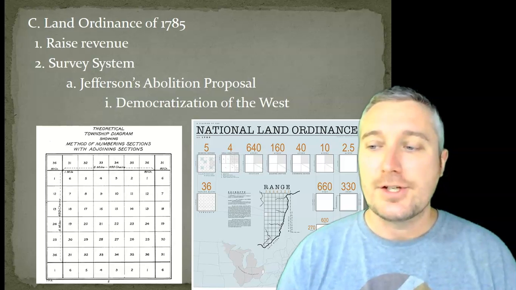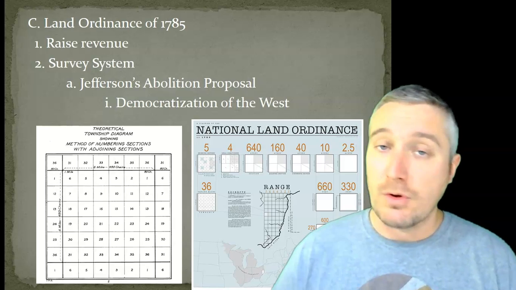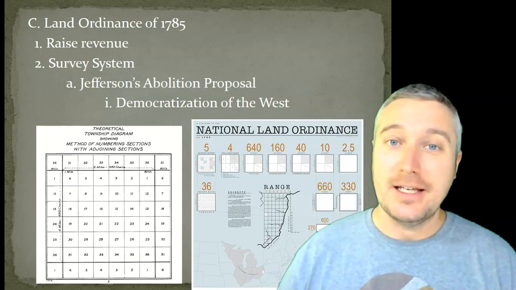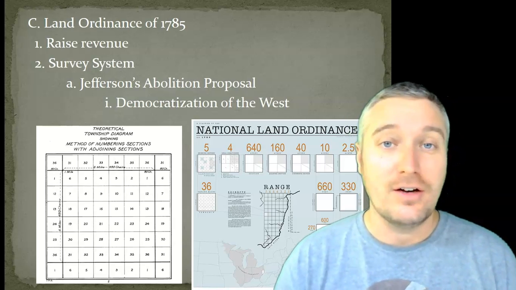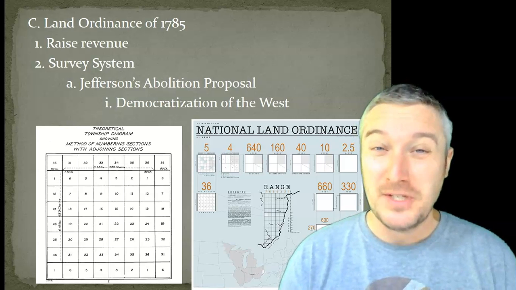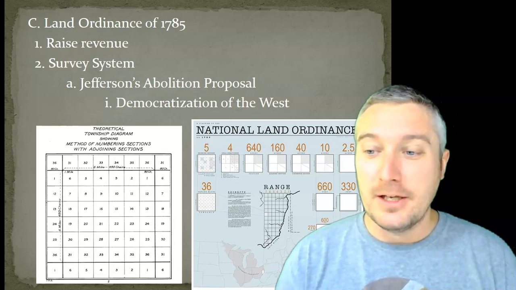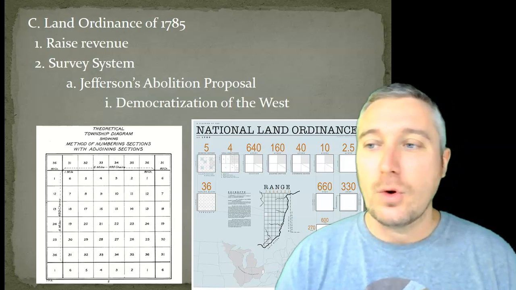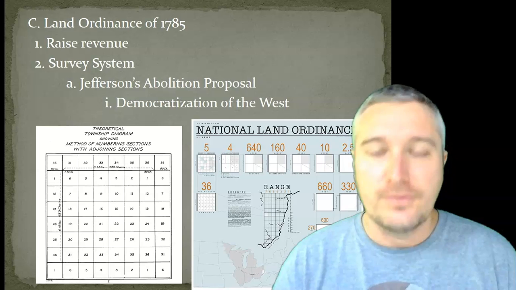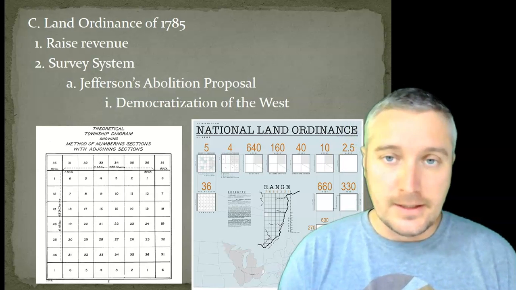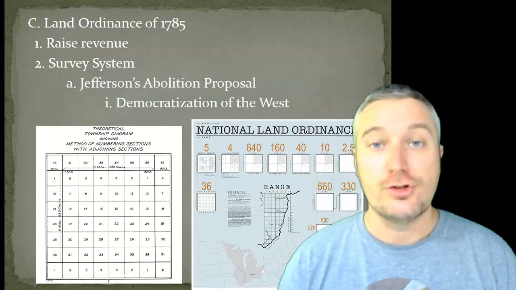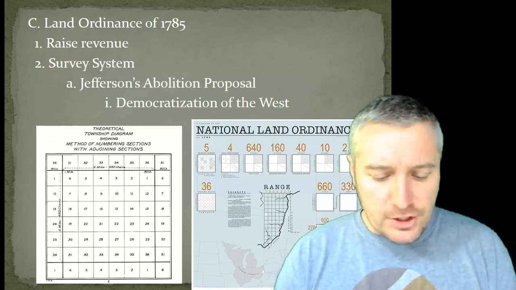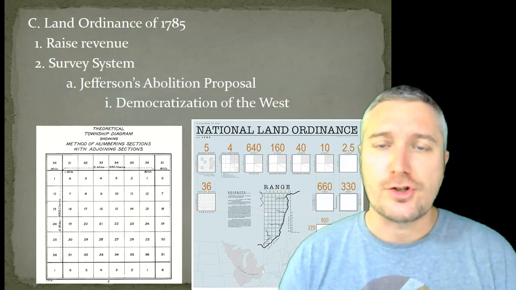The Confederation is selling off this land to raise money. Remember, they can't tax, so the only way to actually make money is selling off land, and that's a pretty finite resource. So you might want to make sure that you're getting top dollar for it. So anyways, this Land Ordinance of 1785 served a couple purposes. Number one, it did hope to raise money for this new government so they could actually function, okay? The second is a survey system.